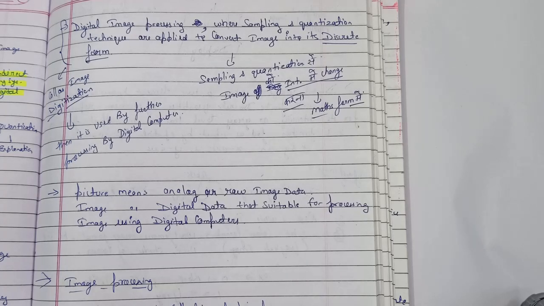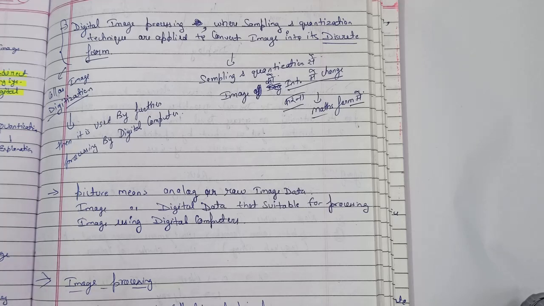Let's learn with us. So today we are talking about digital image processing in computer vision. Okay, so how does digital image processing work? Here we are talking about two definitions of it. Okay, so the first definition of it: digital image processing is where sampling and quantization techniques are applied to convert an image into discrete form. Okay, so what does that mean in simple language?